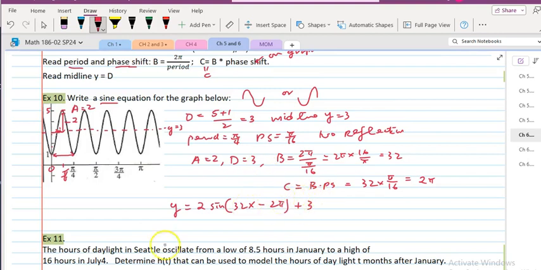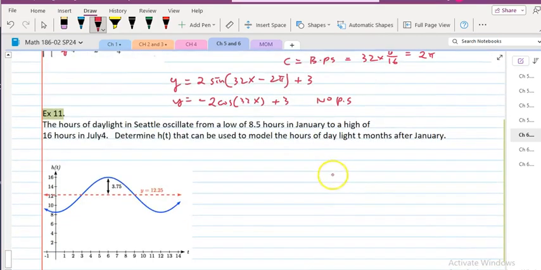And if I want to do cosine, that's even easier because there's no phase shift. So for cosine, it will be negative because you go down. You're at the minimum first. Negative 2 cosine 32x and then plus 3 because there's no phase shift. I think it's better to do cosine in this case actually.